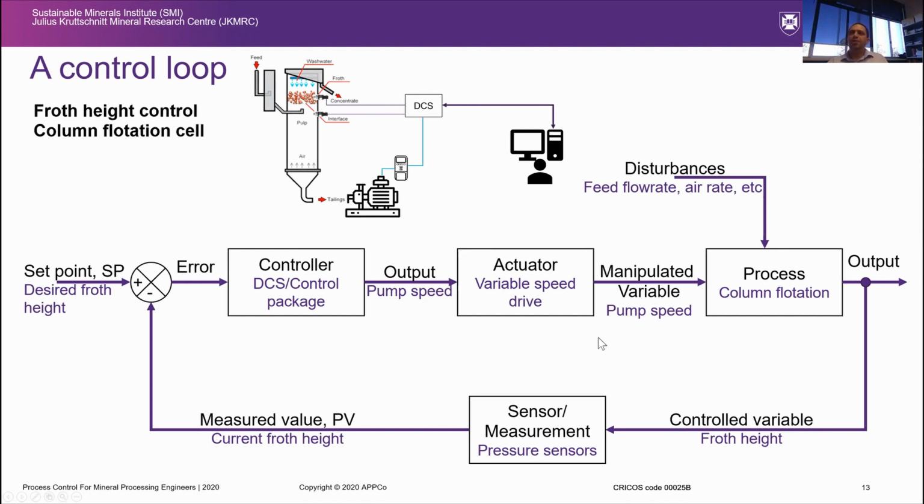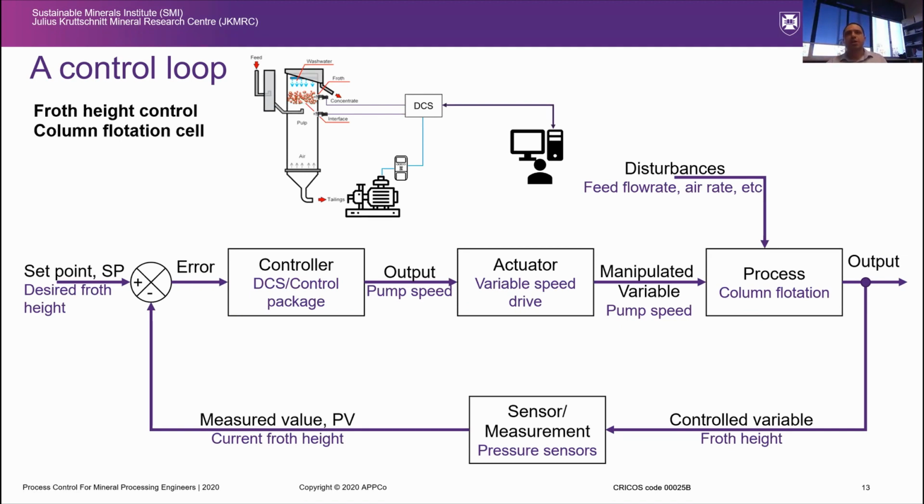And then you use your pressure transducer as your sensor to measure the froth height. Then, using the current froth height and checking against the desired froth height, you can use the control package or your DCS to calculate the desired pump speed. And that desired pump speed is going to be transferred to the variable speed drive, which in turn controls the pump speed and tries to manipulate the froth height. So that's one example of stabilizing the froth height in a column flotation.